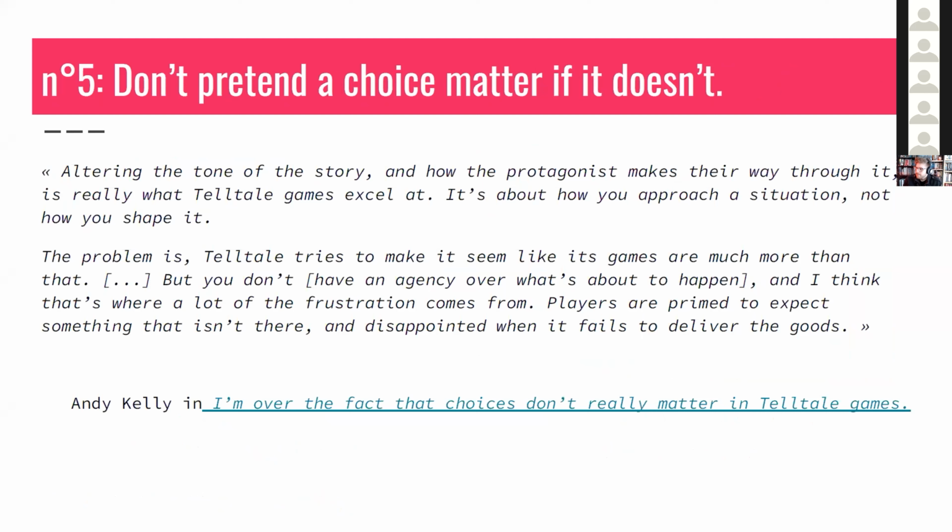Telltale really had a lot of storm going on about this "choices don't really matter" thing. I don't think I have time to read it out loud, but I saw this article about choices in Telltale games by Andy Kelly that was interesting, because it really shows what I'm trying to tell you about why it's important not to lie to your player. If a choice doesn't matter, it's okay. They don't all have to be game breaking, but you don't pretend it is if it isn't.